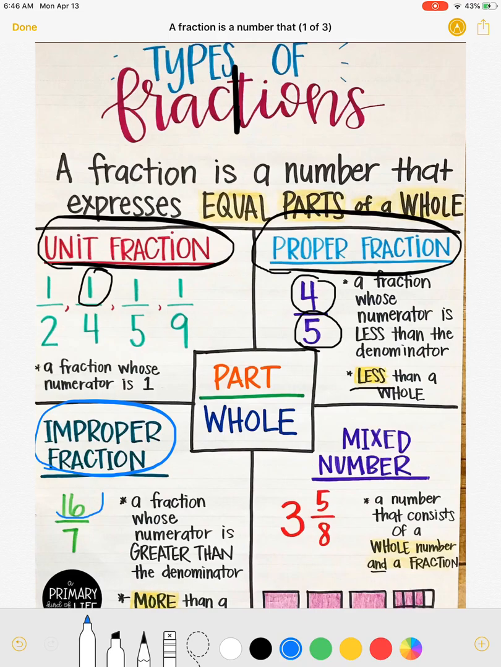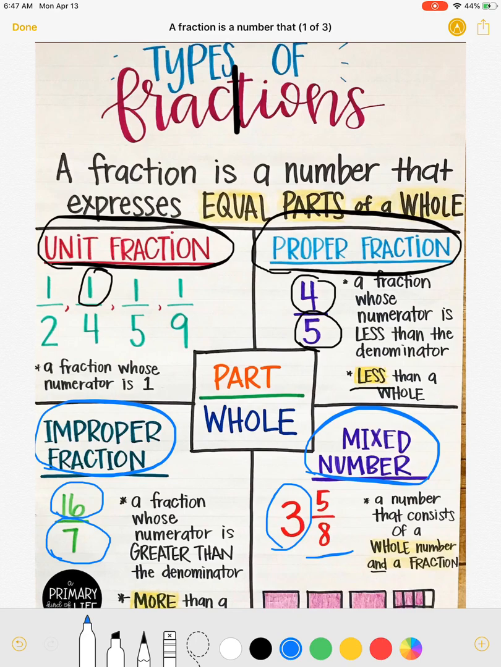So 16, that number on the top, that's greater than the denominator on the bottom, the denominator of 7. Next, we have a mixed number. So a mixed number, we have a whole number paired with a proper fraction. So my whole number is 3, and our proper fraction is 5/8. So this means that's 3 wholes and 5/8.